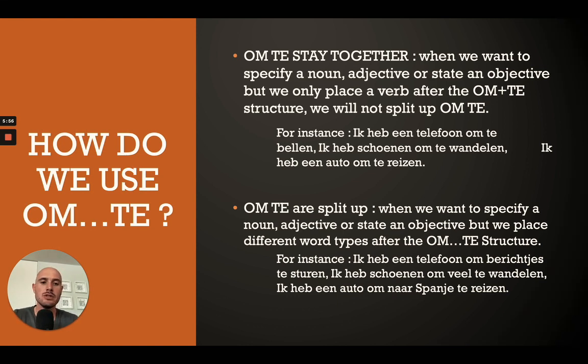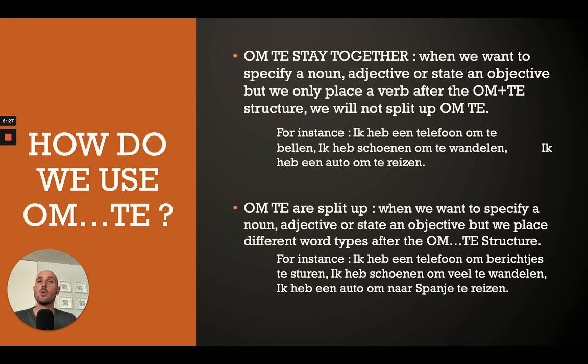Ik heb schoenen om te wandelen. I have shoes to walk. Wandelen is a verb. It's only a verb coming after om and te. So we will write them together. And the last one. Ik heb een auto om te reizen. I have a car to travel. Om te reizen. Reizen will be to travel. It is a verb. Nothing else. So we write om and te together.